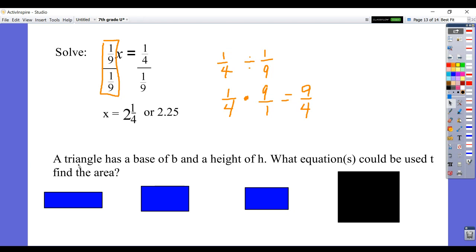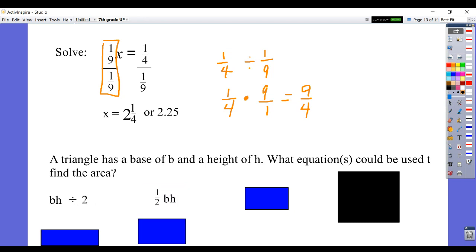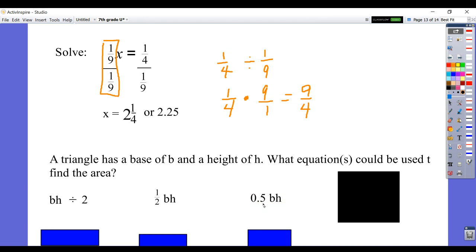This other one says a triangle has a base of b and a height of h. What equations could be used to find the area? So again, any of the equations that would work to find the area is what we'd want to mark in this case. So we know that one formula for area of a triangle is to take base times height divided by 2. But you could also think of it as 1/2 times base times height. You sometimes see it that way in books because dividing by 2 is the same as multiplying by 1/2. Or, of course, 1/2 could be written as a decimal, so 0.5 times base times height.